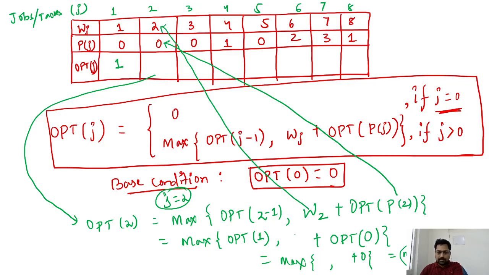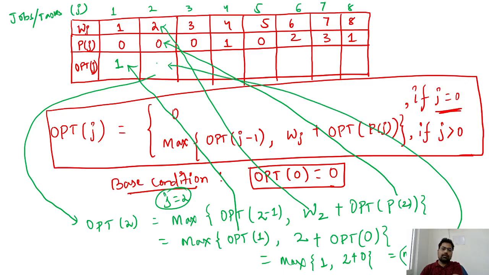So the weight assigned here is 2. Next, 2 plus OPT 0. OPT 0 is the base condition. Previously OPT 1, this one is OPT 1 for us, meaning the previous value. So 1 comma 2: the left hand side is 1, the right hand side is 2. Out of this we must write the answer here, which is 2. Clear? I hope it is clearly understood to you.